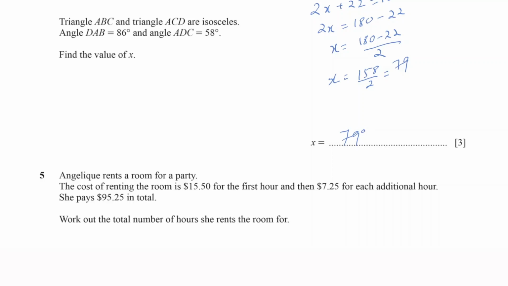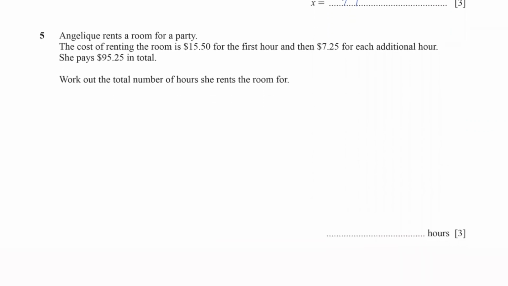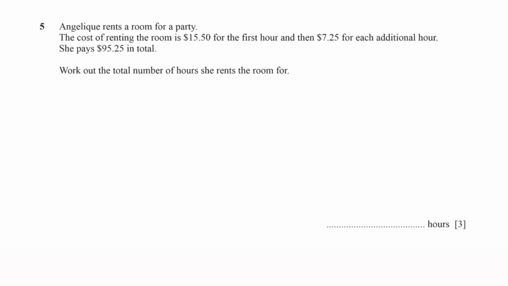Question number 5. Angelique rents a room for a party. The cost of renting the room is 15.50 for the first hour, then 7.25 for the additional hours. Okay, she pays a total of 95.25. Work out the total number of hours she rents the room. So for the first hour she is paying this one, that is the constant, and 7.25 is for the additional hours. So let's say the additional hours that she rents is x.